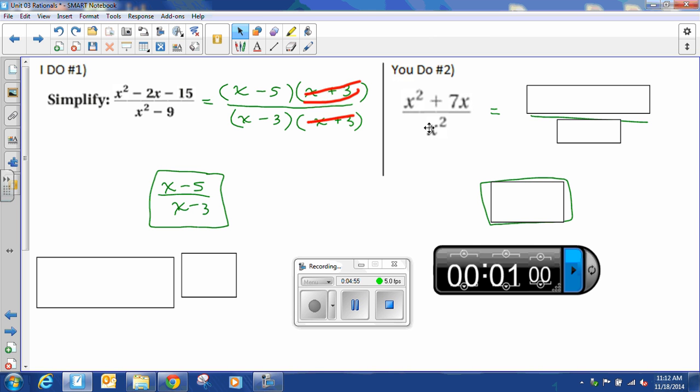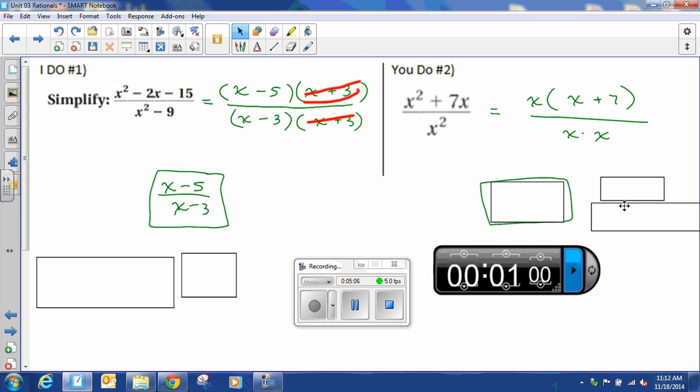Looking at example 2, we're going to extract the greatest common factor of x, leaving x plus 7. So the numerator is x times x plus 7, and the denominator x squared is x times x.